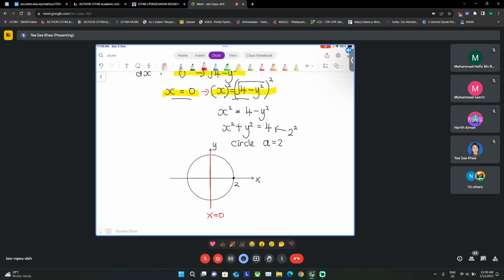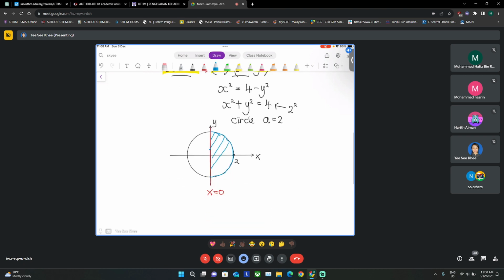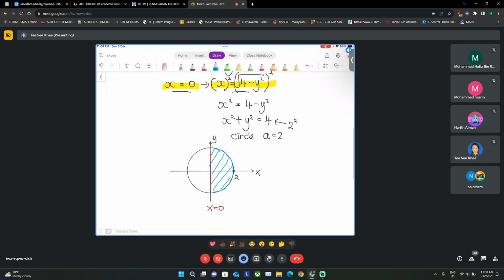Then from x equals to 0, you move to the equation of the circle. So the equation of the circle is this one. Okay, so you see this is the equation of the circle. I go to the circle, so basically it refers to this region. So you shade this region first. Not yet complete. You shade this region. The dx is telling you x from 0 until the equation of a circle. That's why I shade these portions.